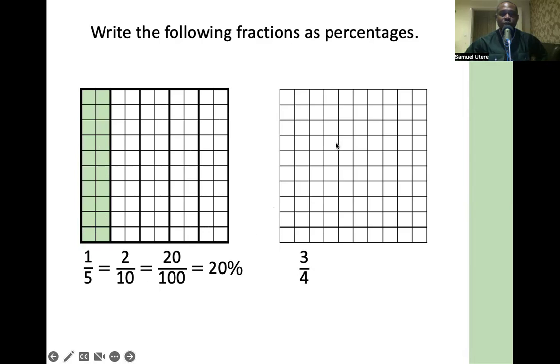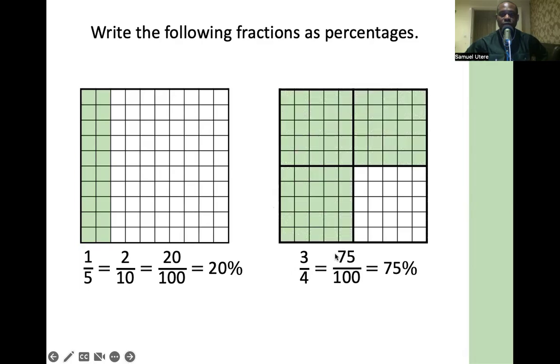Quarter splits the 100 squares into 4 parts, each part being 25 squares. So if we have 3 lots of that, that will be 75 squares. So 3/4 will be 75%.